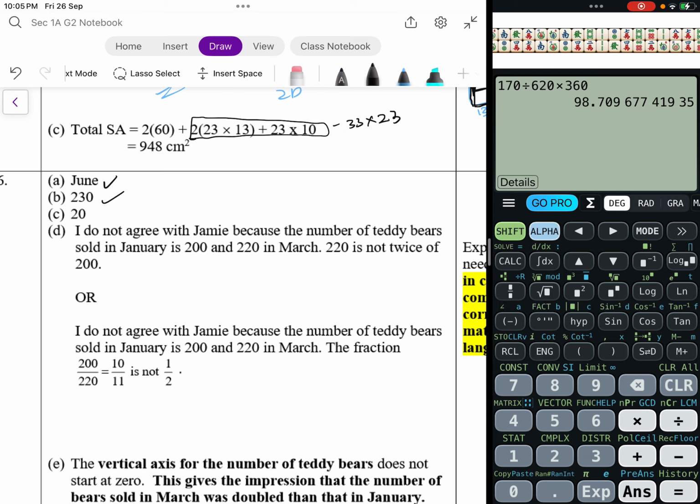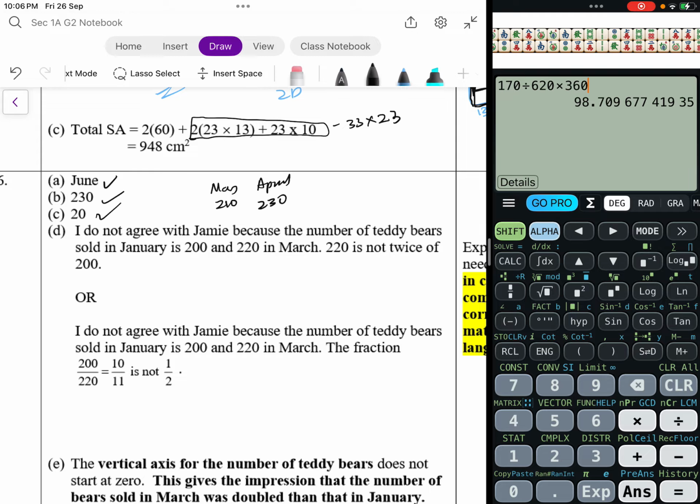Okay, so how many more teddy bears were sold in April than in May? So we compare April to May. April is 230. May is 210. Okay, so the difference, so May is 210, April is 230. Alright, so the difference is 20.